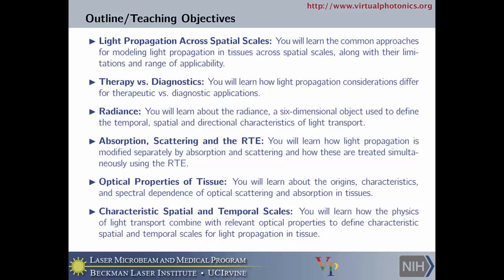Then we'll change gears and talk more about optical properties, and where they come from in tissue, both absorption and scattering. We'll also talk about the spectral dependence of optical scattering and absorption in tissue. And when you then understand the spatial dimensions of optical properties together with the physics of light transport, those two put together will naturally give rise to characteristic spatial and temporal scales.